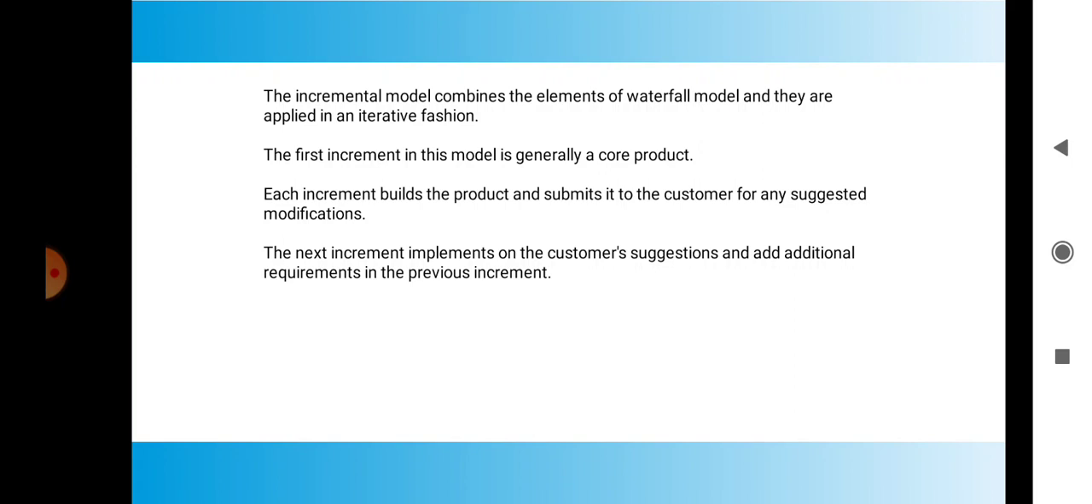The incremental model combines elements of the waterfall model applied in an iterative fashion. That means this model is adapted from the waterfall model. We have already seen the waterfall model has the same phases, that means communication, planning, modeling, construction and deployment. The first increment in this model is generally a core product. Each increment builds the product and submits it to the customer for any suggested modifications. The next increment includes their suggestions and modifications to the previous increments.